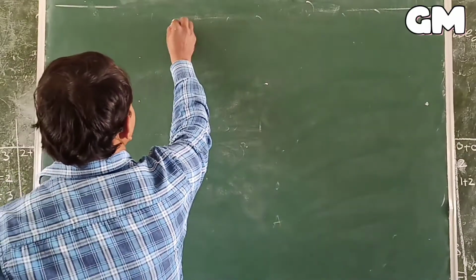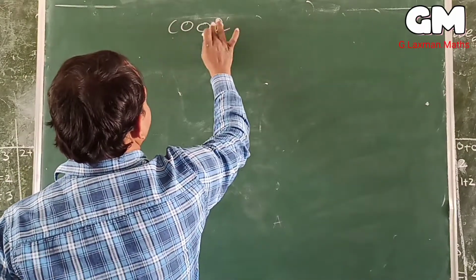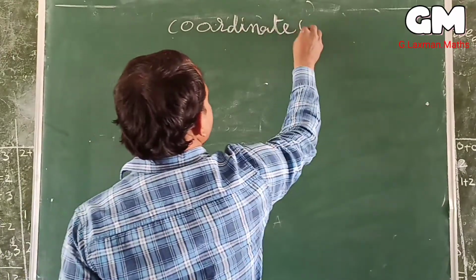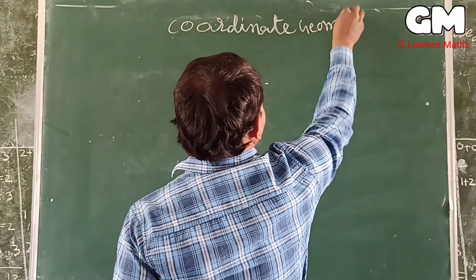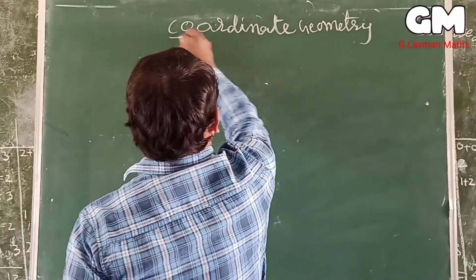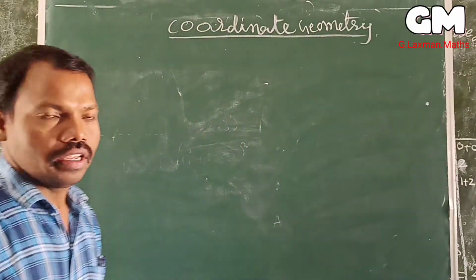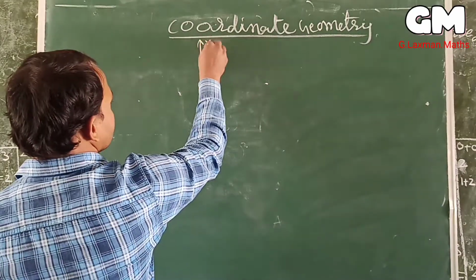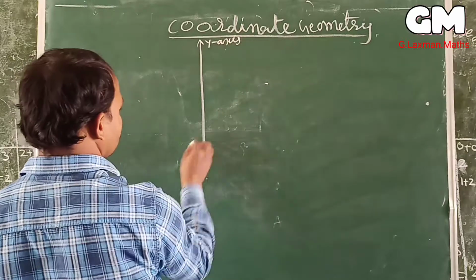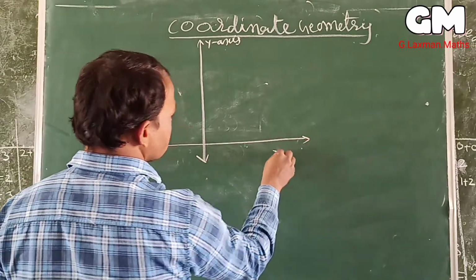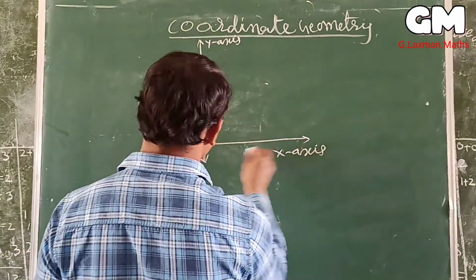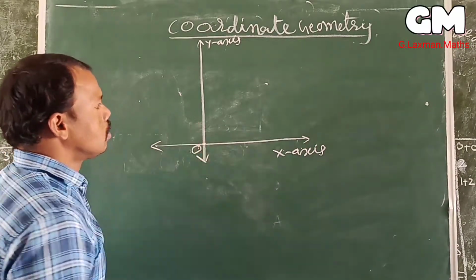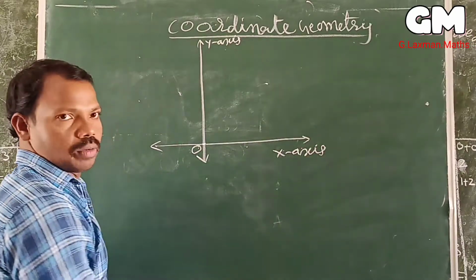Today we are going to discuss coordinate geometry. In a plane, the vertical line is the y-axis and the horizontal line is the x-axis, and this point is called the origin. So this is a coordinate plane.